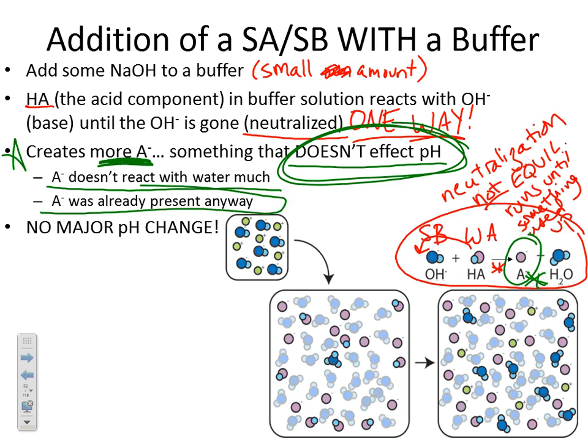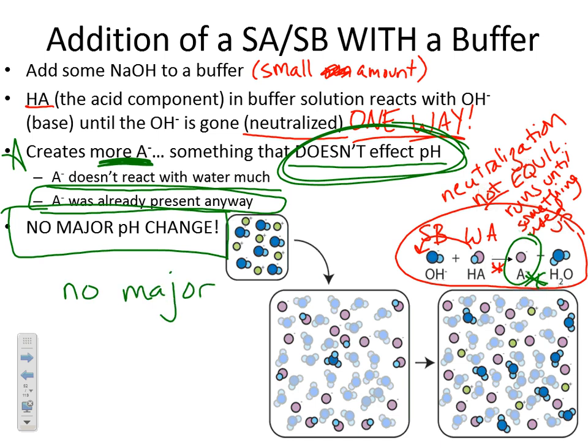And pointing this out too, we already had A minus in our solution anyway. So we're generating something that we kind of already had. We're not starting from scratch here. We already had A minus. The end goal from this is that we do not see a major pH change. We added in hydroxide, but by neutralizing it with a weak acid, we created something that will not affect pH all that much. No major hydroxide concentration change.